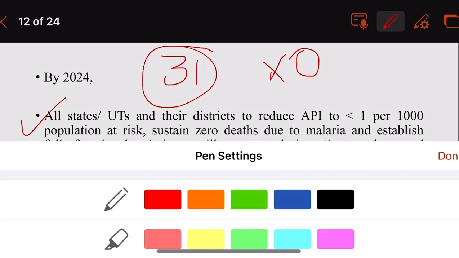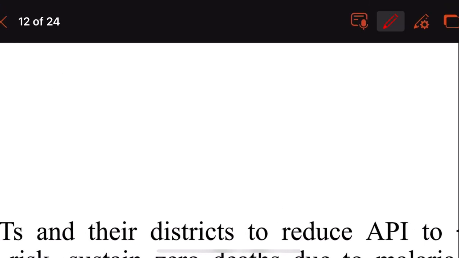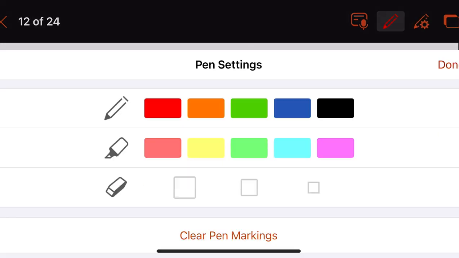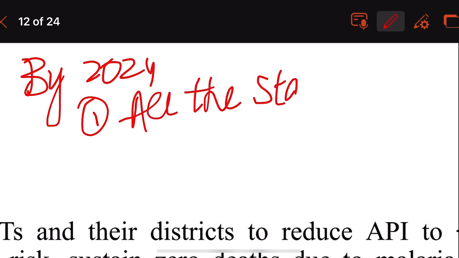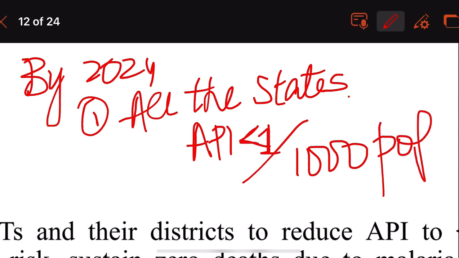Okay, simple, guys. So by the year 2024, let us try to revise. Let us try to recall what we studied. By the year 2024, what are they expecting? First point, all the states, union territories, districts, everything, should have API less than 1 per 1000 population in order to sustain zero indigenous cases.